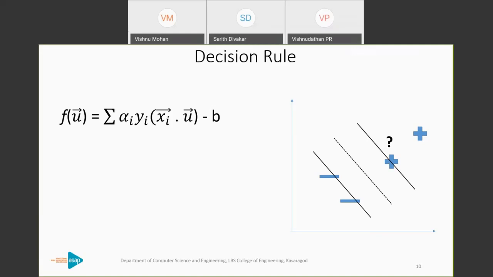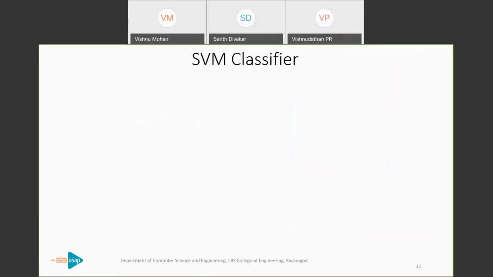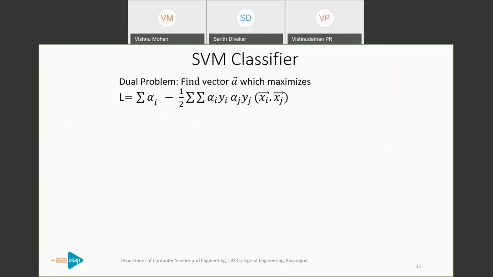Okay, so let us move to the algorithm now, and we will do a simple binary classification problem. Let us summarize the SVM classifier. We started with a minimization problem, the original problem. Now we have used Lagrange multipliers and changed that into a dual problem. Here you can see the dual problem is to find a vector alpha which maximizes this equation, subject to the conditions.